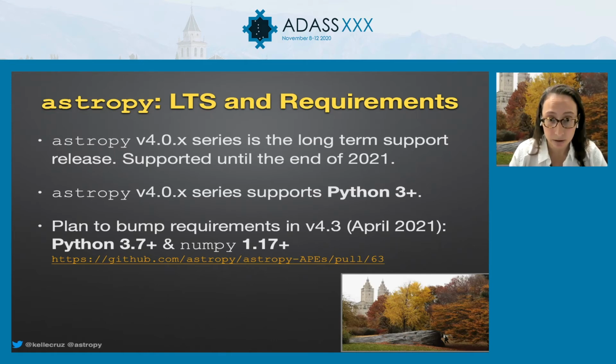Something we've been discussing very recently is to adopt a schedule for upgrading the requirements for Python and NumPy. As of April 2021, we're going to bump to Python 3.7 and NumPy 1.17. If you take a look at that Astropy APE, an Astropy Proposal for Enhancement discussion, there's actually a table of dates that has our expected requirements. That's going to be changing, I think maybe every 9 months or something like that.